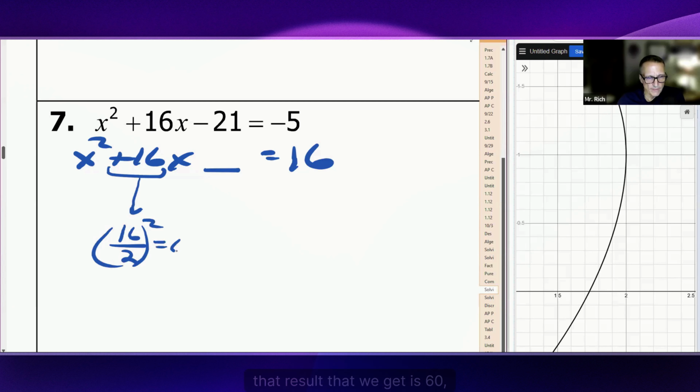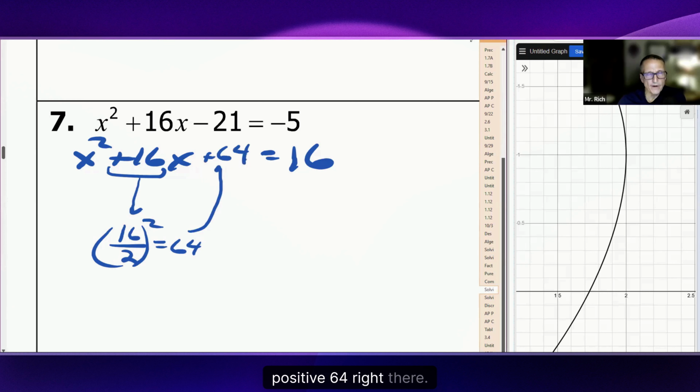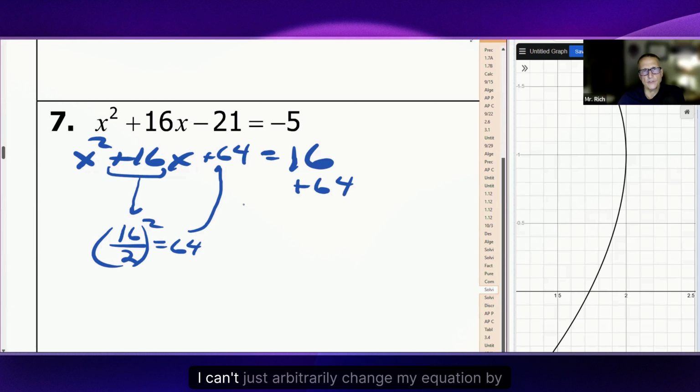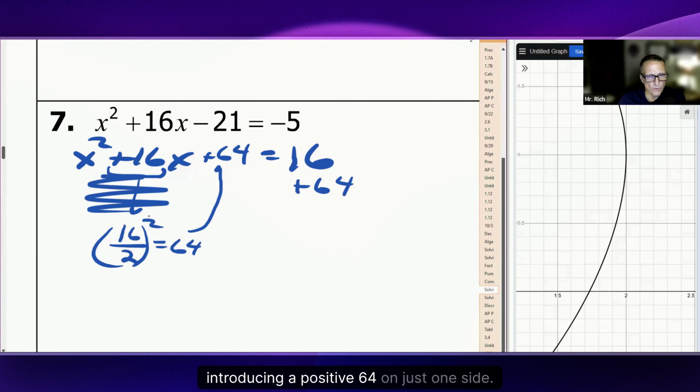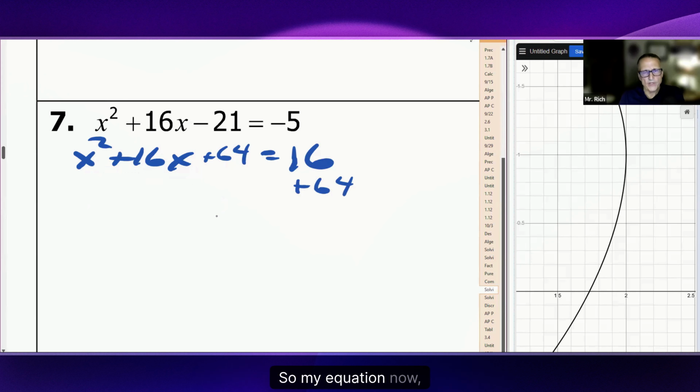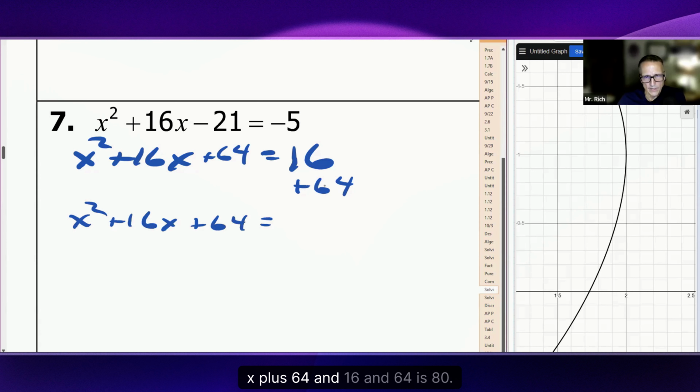And of course, that result that we get is 64. 16 over 2, 8 squared, 64. What I'm going to do is place a positive 64 right there. Well, if I do that, I need to add 64 to the right-hand side. I can't just arbitrarily change my equation by introducing a positive 64 on just one side. So my equation now becomes this: x squared plus 16x plus 64, and 16 and 64 is 80.